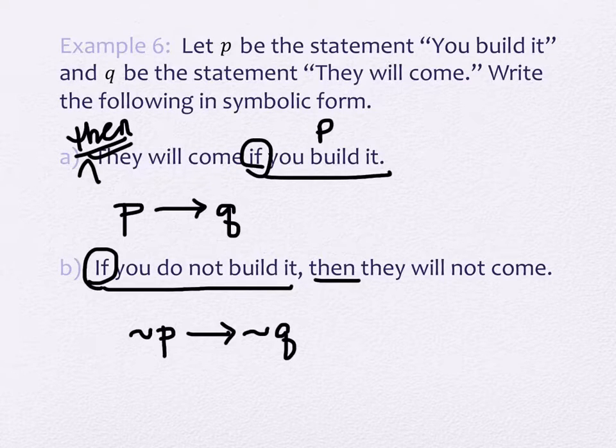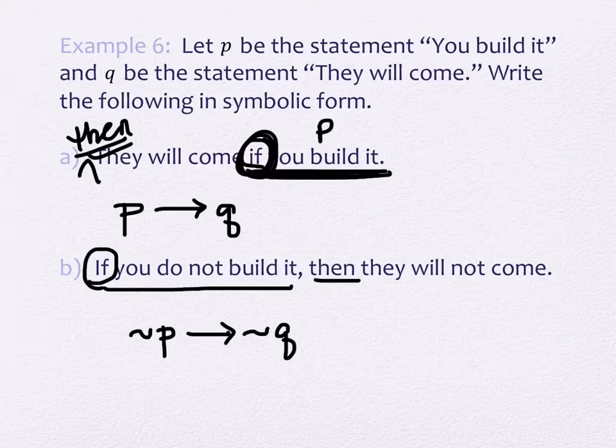Wait, so on the first one, how do you know that it's not Q to P, because Q is they will come and that's first? I know you explained that. It's because of where the word if is. The part if is where we begin our sentence. If represents the hypothesis. The hypothesis comes after the word if. So what comes after the word if on this one is you build it. So that's the part that would actually be our hypothesis for our statement. Whatever comes after the if is first. Correct. Whatever comes after the if is our hypothesis.